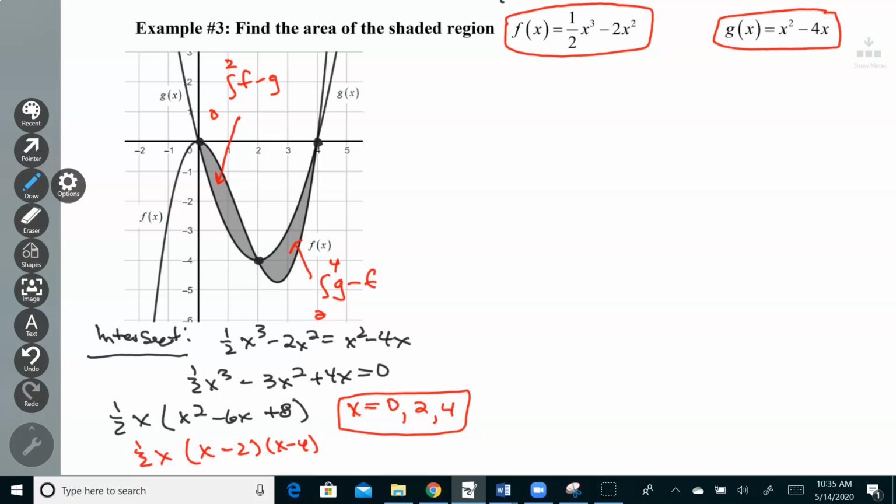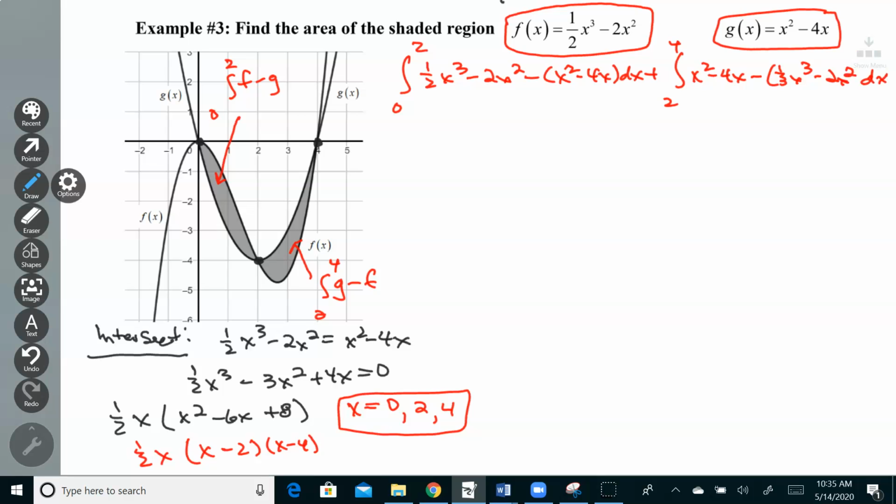So to find the shaded region, it's going to be the integral from 0 to 2 of f, 1/2 x cubed minus 2x squared, minus x squared minus 4x dx, plus, now the integral of 2 to 4 the other way around, x squared minus 4x minus 1/3 x cubed minus 2x squared dx. Let's see, parentheses. There we go.